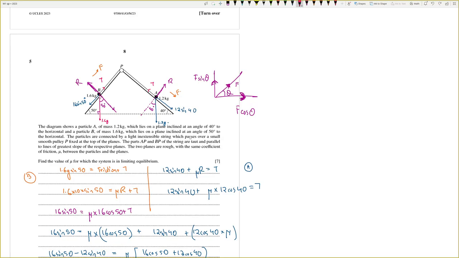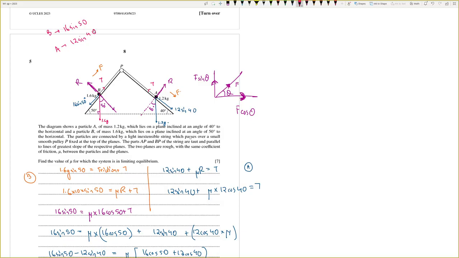So you need to compare something. Okay, the component down the slope, you need to see which one is greater. For B, the component down the slope is 16 sin 50, and for A, the component down the slope is 12 sin 40. If you use the calculator, you can clearly see that 16 sin 50 is greater than 12 sin 40. So depending on the greater force, the motion will be determined.